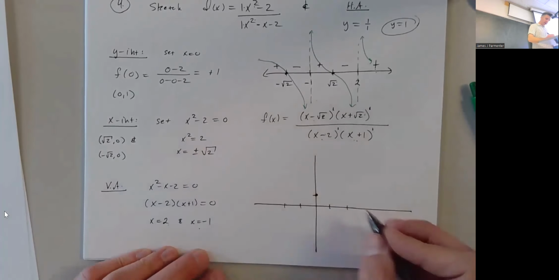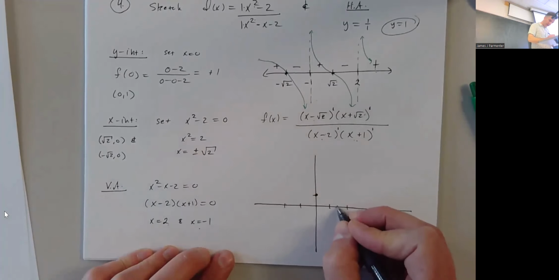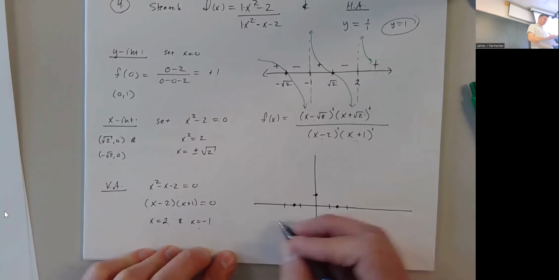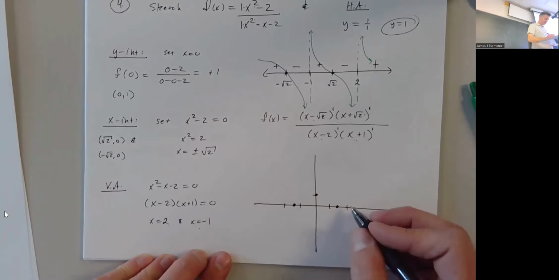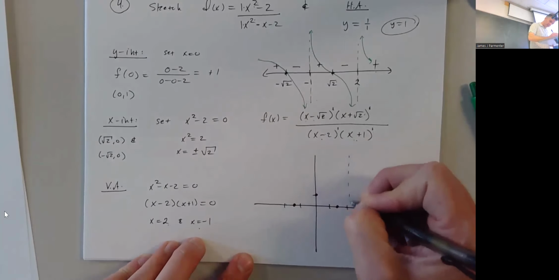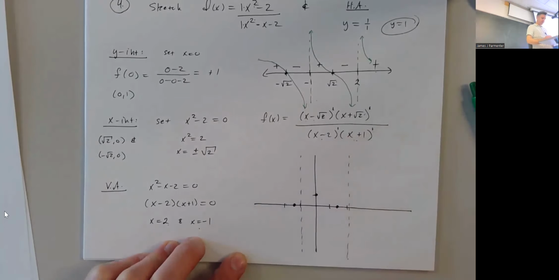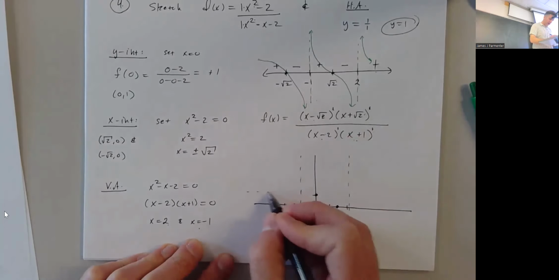My x-intercepts are positive root 2, which is about right there, and negative root 2, which is about right there. A little more than 1, a little less than -1. And then we've got x equal to 2 as my vertical asymptote, and x equal to -1 as my vertical asymptote. And then my horizontal asymptote. Oh, check this out.